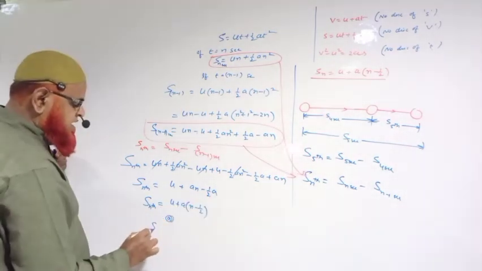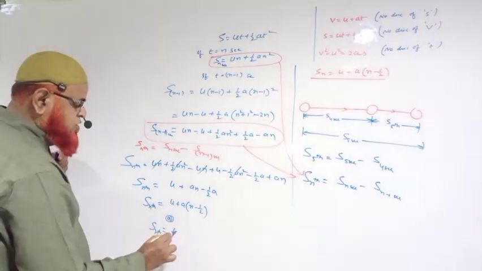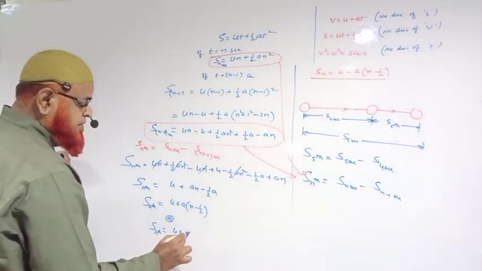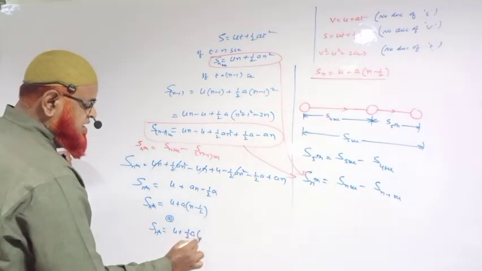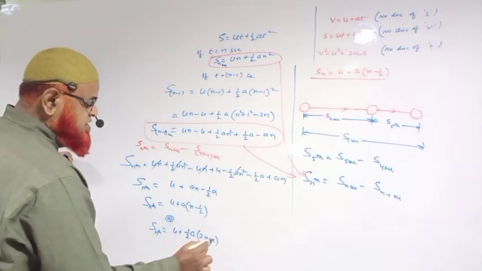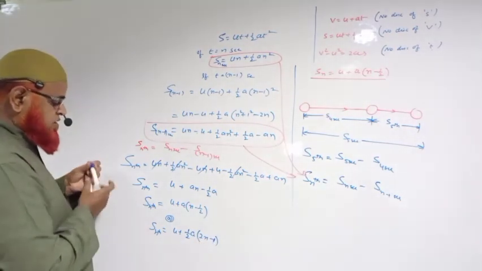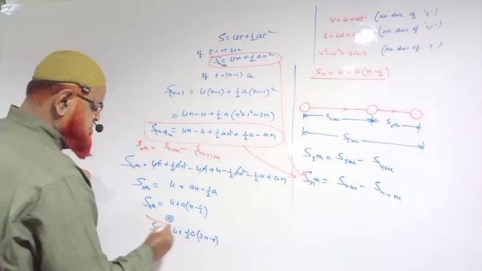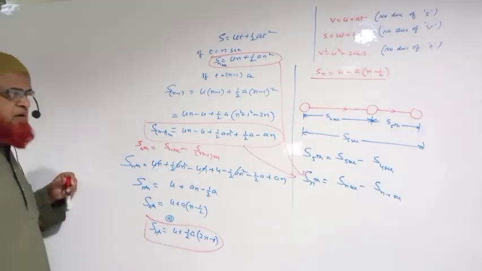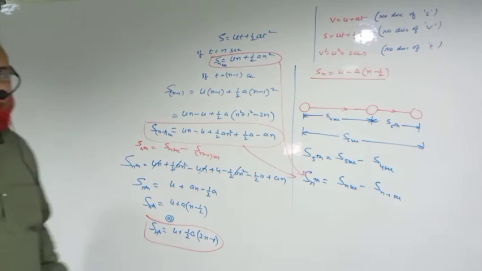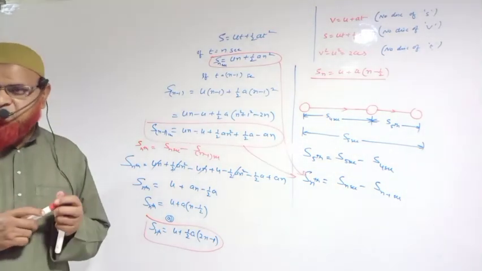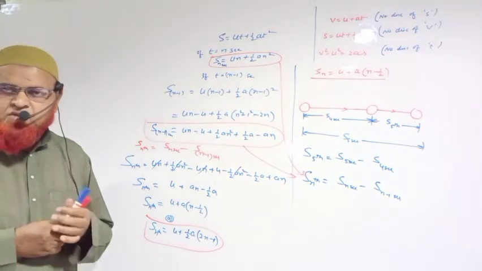Or you can also write it as displacement traveled in the nth second is equal to u plus half a into 2n minus 1. Like this also you can write here. This is the fourth equation of motion derivation. Got the point now? Understood?